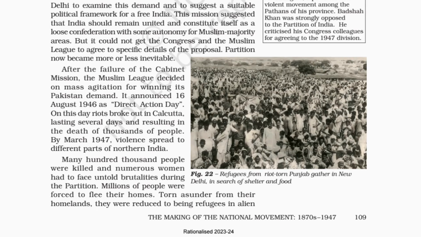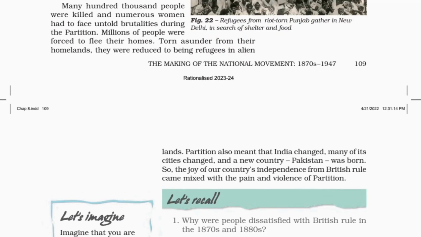See here, you can see as well in figure 22, refugees from riot-torn Punjab gathered in New Delhi in search of shelter and food. So during these riots, many hundred thousand people were killed and numerous women had to face untold brutalities during the partition. Millions of people were forced to flee their homes. Torn asunder from their homelands, they were reduced to being refugees in alien lands. Partition also meant that India changed. Many of its cities changed and a new country, Pakistan, was born. So this is how Pakistan was born.